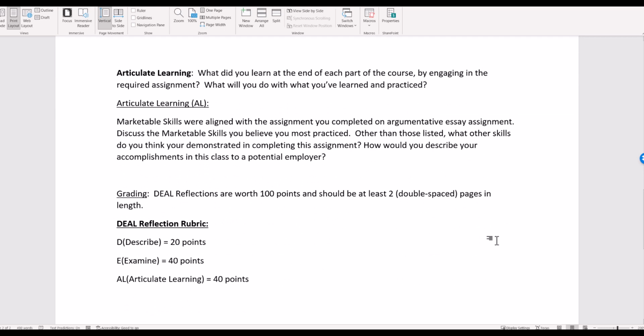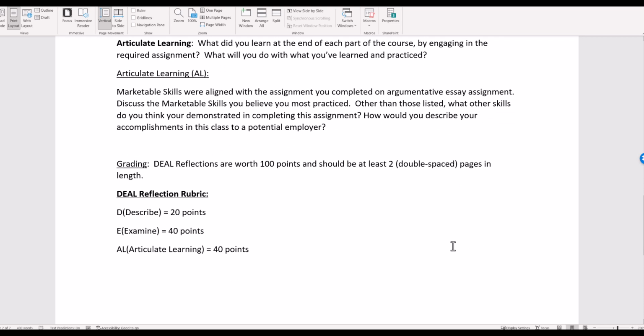Here's how the reflective assignment is going to be graded. It's worth 100 points. It should be at least 2 double-spaced pages in length and in MLA format. The describe portion of the essay is worth 20 points. The exam portion of the essay is worth 40 points. And the articulate learning is worth 40 points.